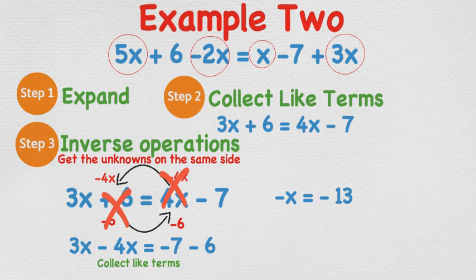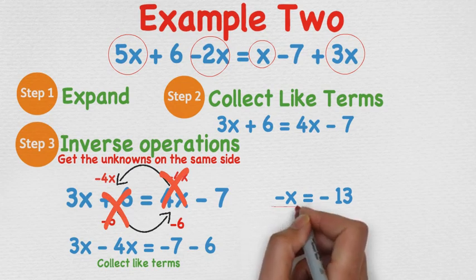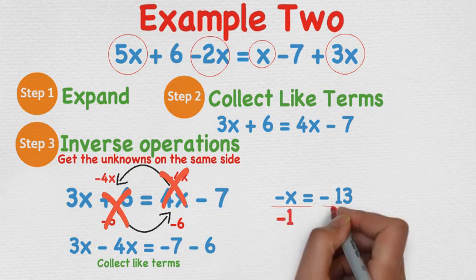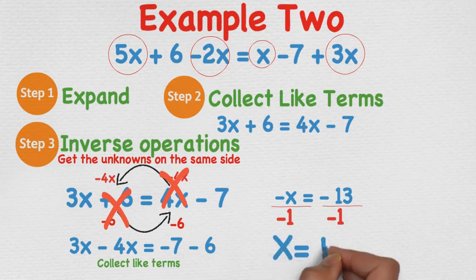Now we always want the x to be positive, so to do this we divide by negative 1. And again, what we do to the left, we have to do to the right. Therefore, this leaves us with x equals 13. The reason we divide by negative 1 is when x is by itself, we know that the number in front is always 1. And in this case, the x is negative, so the number in front is negative 1.